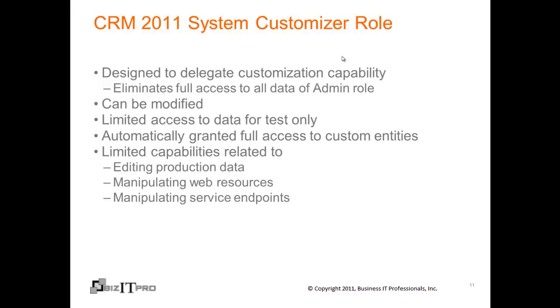Unlike the system administrator role, this role can be modified. The limited access to data is implemented in a way so that a system customizer can create their own records for testing, but by default do not see any records that they do not own. The system customizer role is also granted full access to any custom entities as they are created. In effect, the limited capabilities in the system customizer role are really related to keeping them away from production data. Manipulating web resources is also not supported. And finally, limiting the ability to change service endpoints.